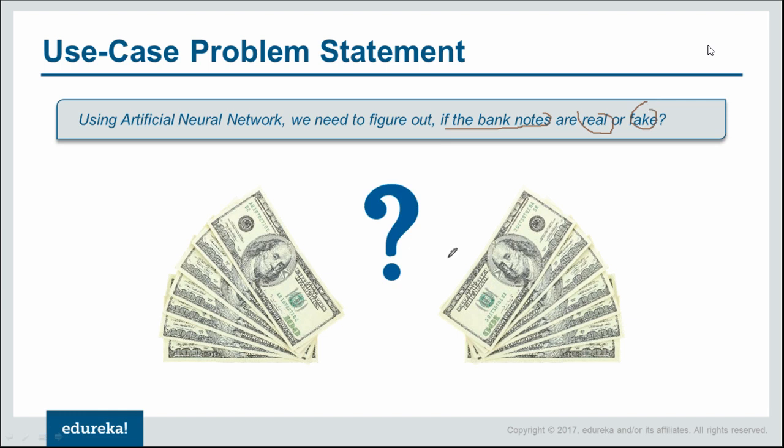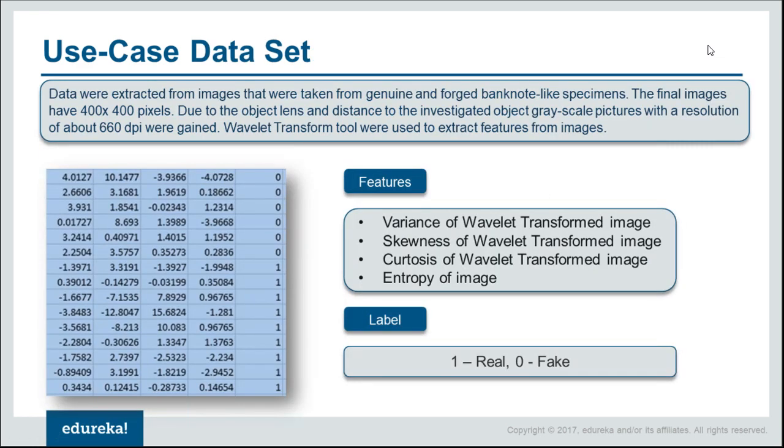The notes would be given in both ways. Initially a training set is given to us, in which they have given some examples of the fake notes and some examples of the real notes, and then you need to find the pattern for the real notes as well as for the fake notes using our artificial neural network.